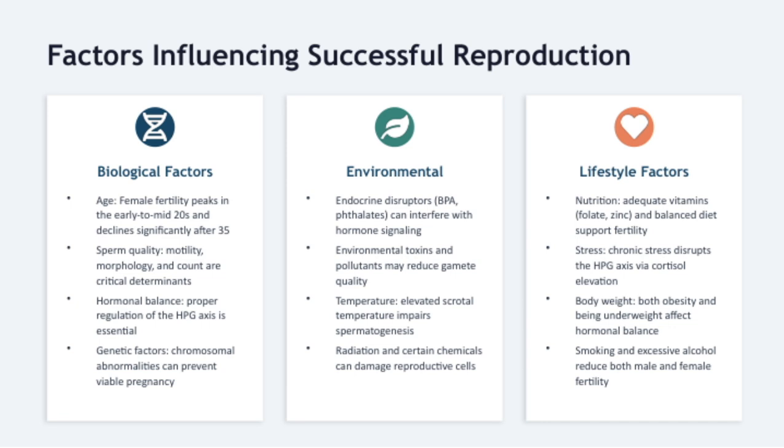Hormonal balance is fundamental as well. Proper regulation of the HPG axis ensures the right hormones are produced at the right times, supporting ovulation and sperm production. Finally, genetic factors can't be overlooked. Chromosomal abnormalities may prevent a viable pregnancy, making genetic screening and counseling important in some cases. All these biological factors are interconnected, and understanding them helps us grasp the complex nature of human reproduction and the importance of maintaining overall health to support fertility.